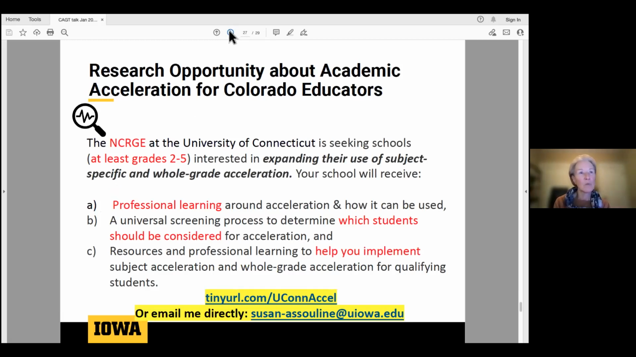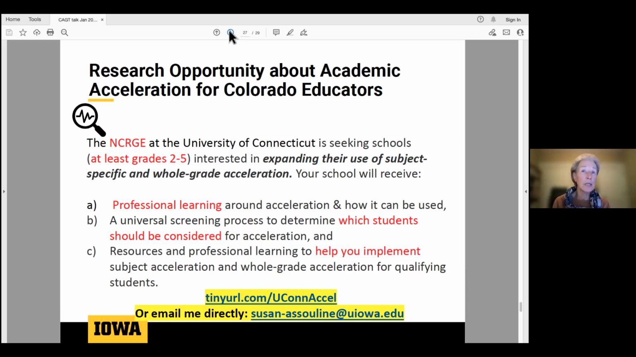The National Center for Research on Gifted Education, which is at the University of Connecticut, received a Javits grant. And as I think everybody probably knows, they've had all of the Javits grants since 1988, and they've done amazing work. We are really thrilled that they have included acceleration as part of this current Javits project. One of the studies in the grant is focused on academic acceleration.